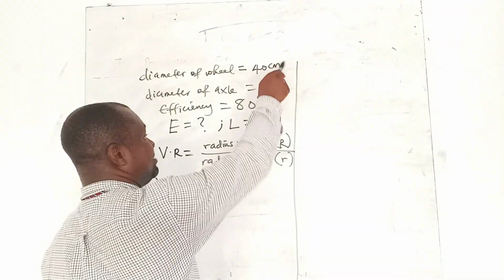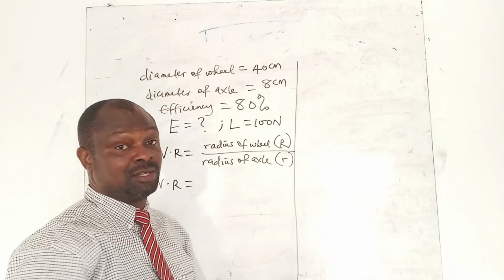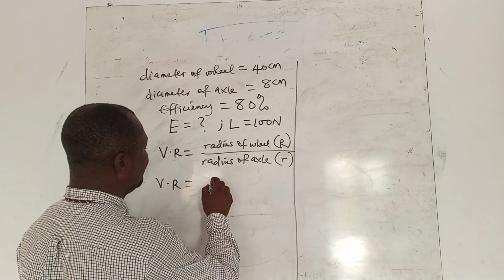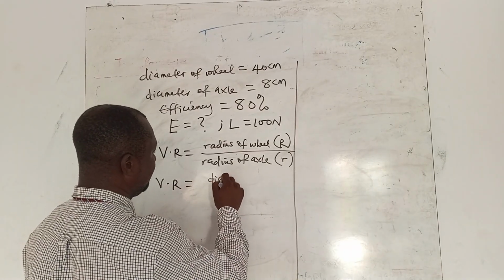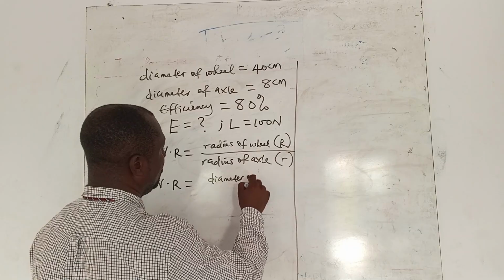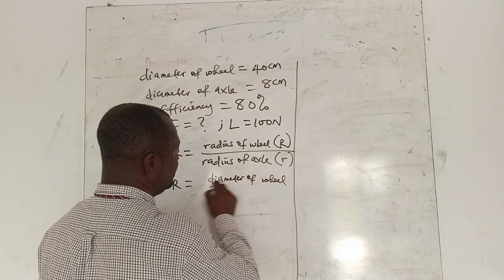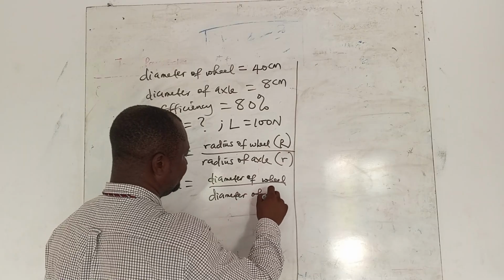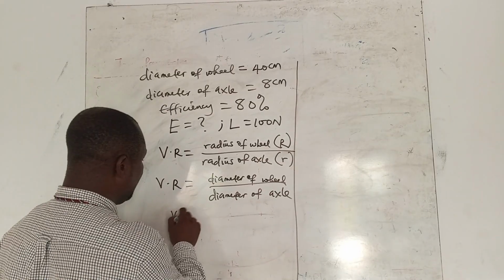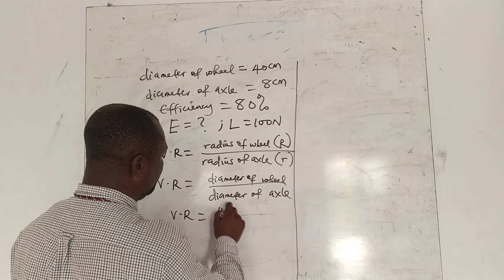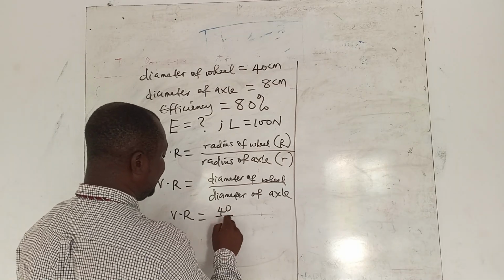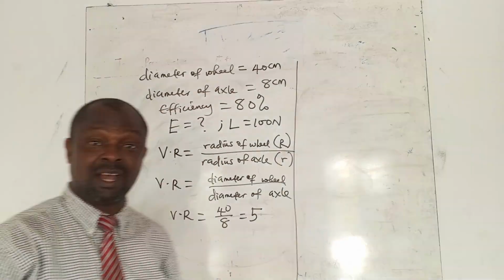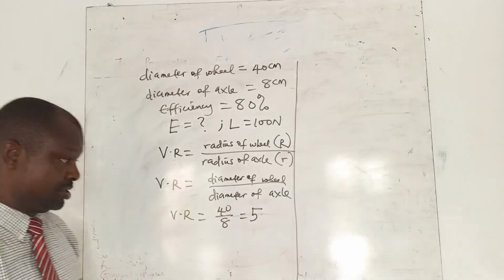Since you are dividing this by 2, and you are dividing this by 2, we don't need to do the division again. All we need to say is the diameter of wheel divided by the diameter of axle to get the velocity ratio. So VR is equal to 40 divided by 8, which is 5. Velocity ratio does not have any units.